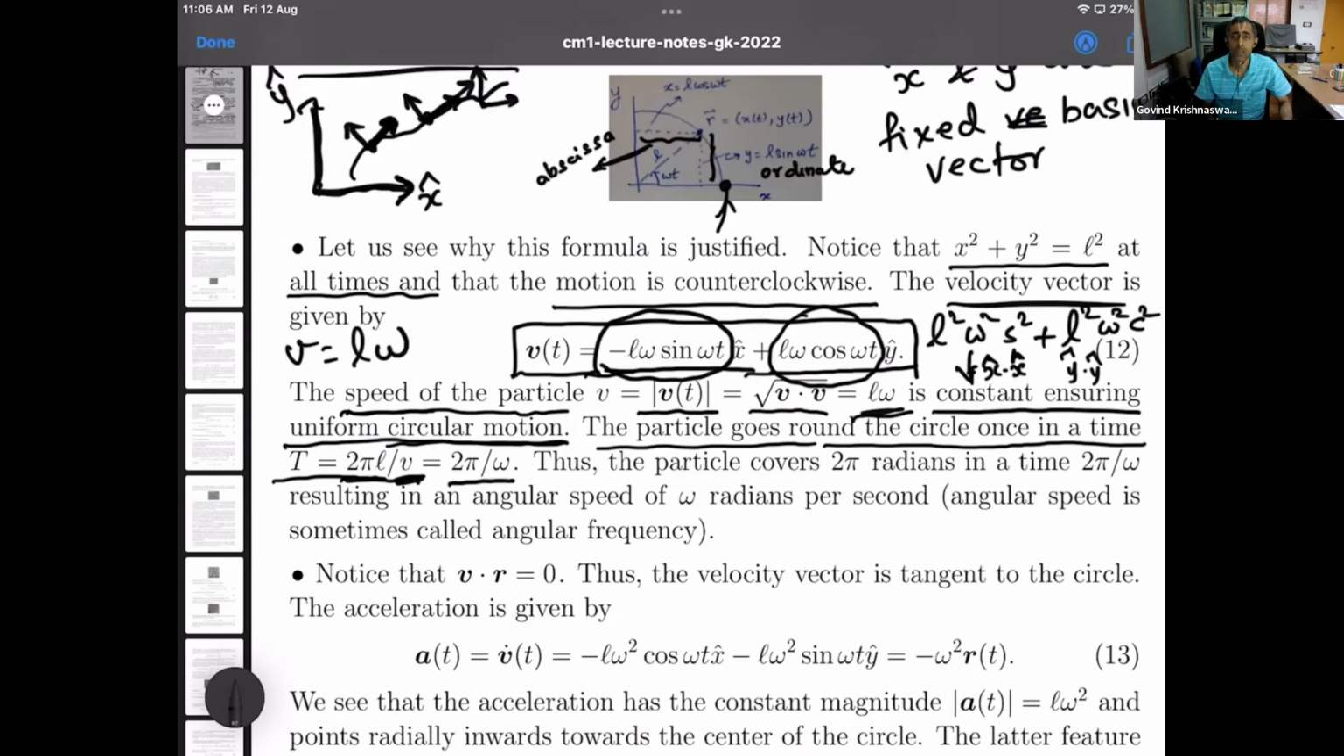So this is perhaps a familiar formula to you, that the time period for uniform circular motion is 2 pi upon the angular frequency or angular speed. So the quantity omega is usually referred to as the angular speed, sometimes also called angular frequency, but maybe let us try to stick to angular speed here. And it is usually quoted in radians per second.